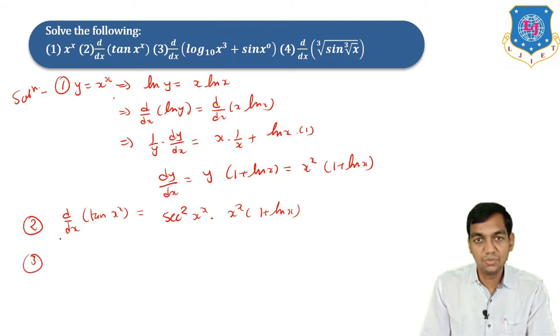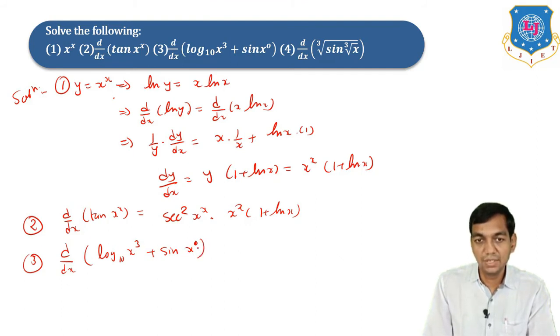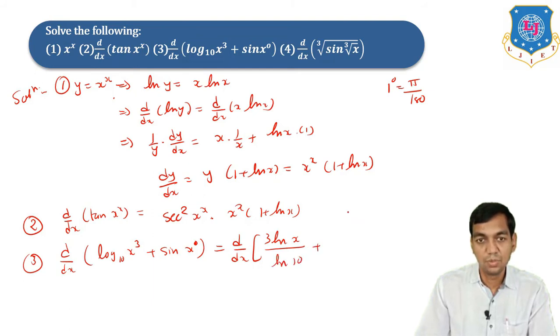In the same manner, the third example we have is the derivative d by dx of log x cube base 10 plus sine x in the form of degree. Now see, we are not differentiating in the form of degree, we are differentiating in the form of radian. So we are aware that 1 degree is equal to pi by 180 radian, correct? And here you have to apply the change of base. So this can be written as ln x cube, that means 3 ln x upon ln 10, plus sine of x pi upon 180.